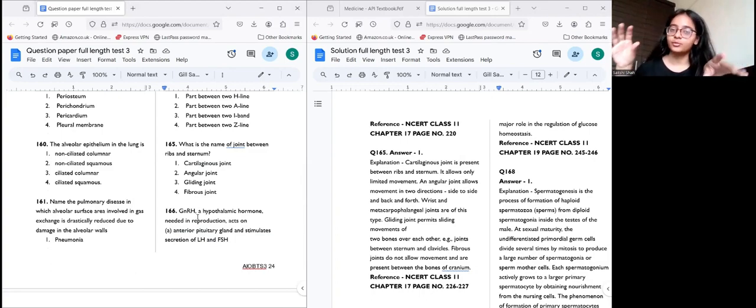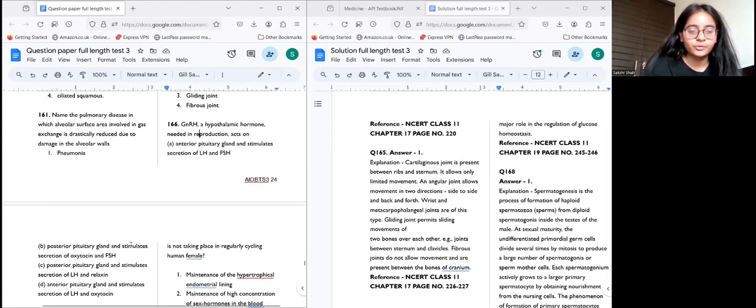So the hypothalamic hormone, GnRH, that is gonadotropin releasing hormone, will act on my anterior pituitary and tell it, release, release, release. So it will ask it to release the gonadotropins. So what are the gonadotropins? It's LH and FSH. So LH and FSH will be released from the anterior pituitary gland.